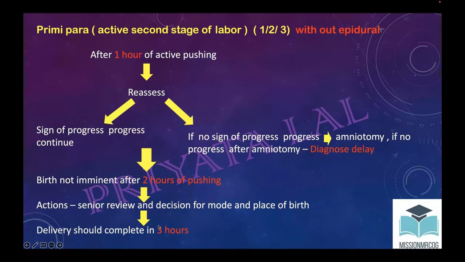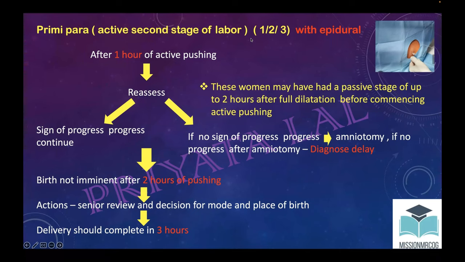So it is 1, 2, 3 for the primigravida. This flow chart explains it better. Now, same thing. The patient is a primipara with epidural, everything is the same.